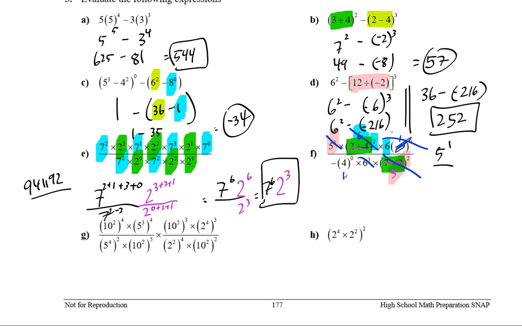4 to the 0 is 1. That's this part is 1. And the negative sign is not part of the base, so it still stays. So this is 5 over negative 1, which we can just write as negative 5. That could be our answer.